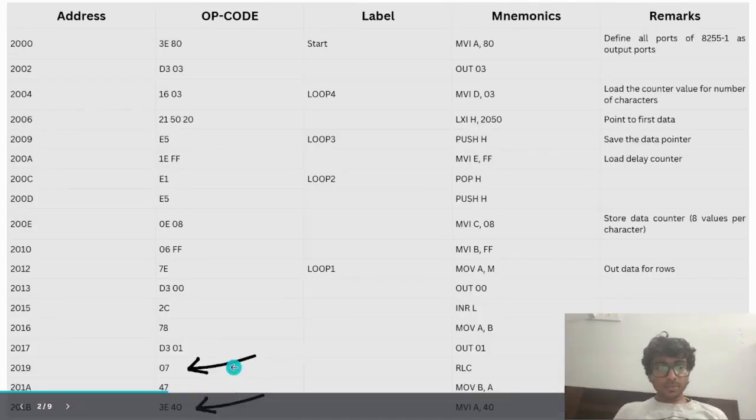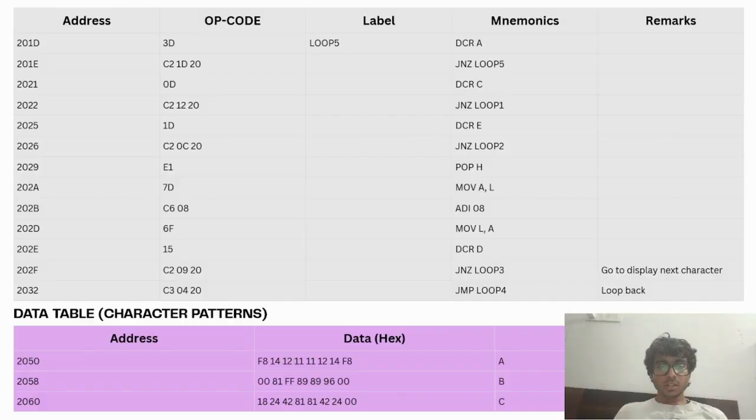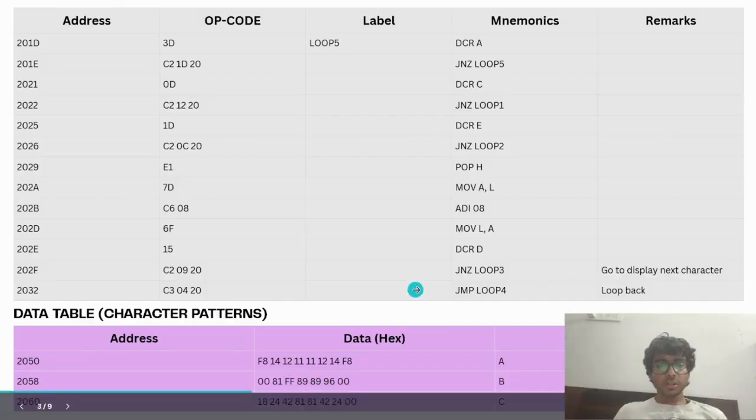By the way, this 2019 basically refers to the RLC mode, that is, rotate left circular. It tells how the scanning of each column in the LED matrix happens. This is also a further part of the LED matrix: the data table. We use three characters to portray our images, A, B, and C.